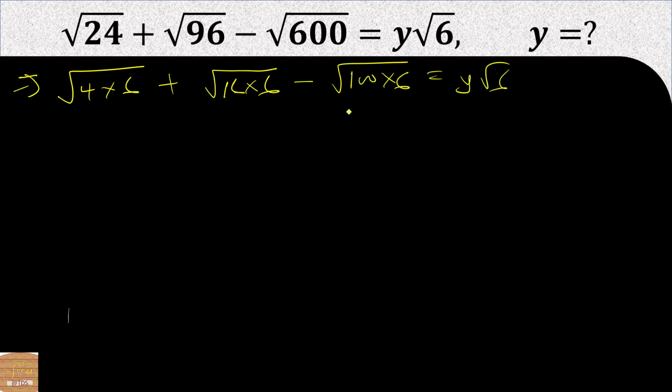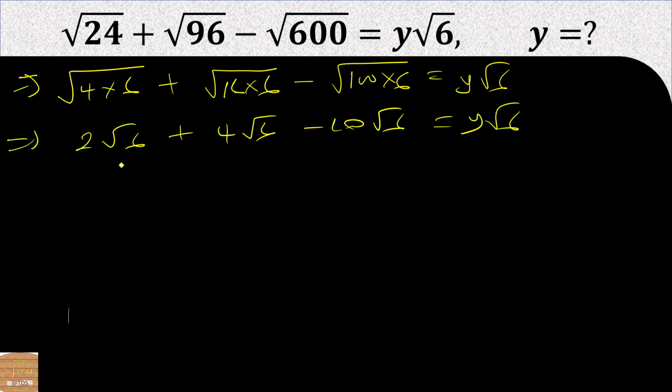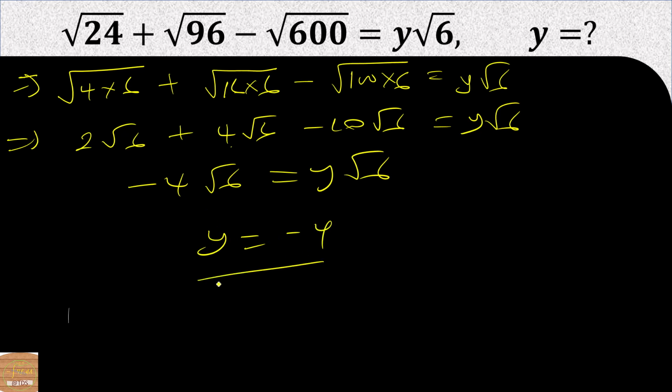All right, so say with this one will be 2 with √6. I won't waste time here. This one has been solved already. Minus 10 with √6. Okay, all right, so we have 2 plus 4, 6 minus 10. We have minus 4 with √6 equals y√6. So by comparison, y is equal to minus 4. All right, so that's that.